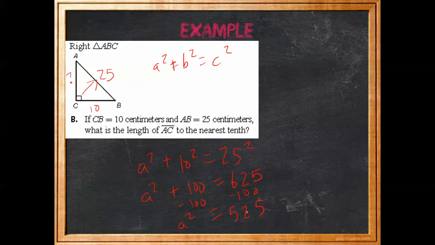Now, I want to take the square root of both of them. The square root of 525 gives me A equals 22.91287 and continuing on. It says round to the nearest tenth, which is the number right after the decimal. So we look at the second number, the 1, and since it's less than 5, we're going to keep this 9. So side AC is going to equal 22.9 centimeters.